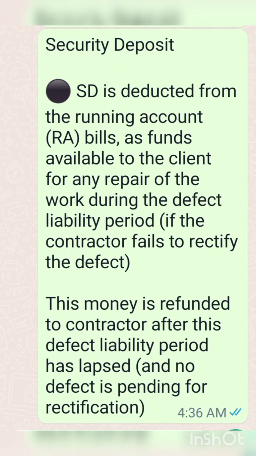Security deposit. SD is deducted from the running account (RA) bills as funds available to the client for any repair of the work during the defect liability period, if the contractor fails to rectify the defect. This money is refunded to the contractor after the defect liability period has elapsed and no defect is pending for rectification.